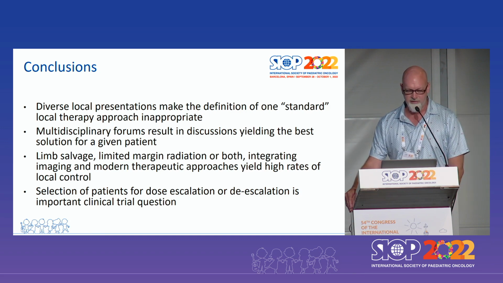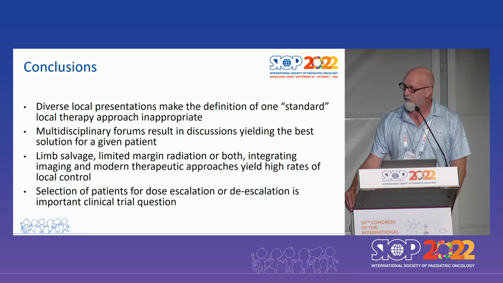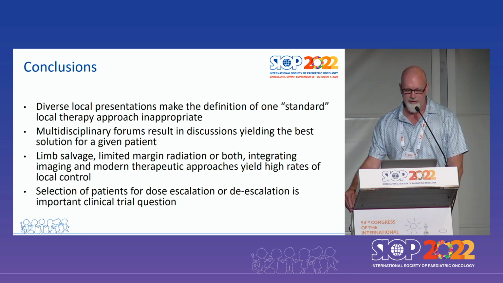Limb salvage is extremely successful nowadays, and the functional outcomes of these patients are excellent. Limited margin radiation therapy, or using this in an adjuvant setting, also may be very helpful in our target of an under 10% local failure rate. And integrating modern imaging into this paradigm, which we do routinely now in our trials, has really helped yield these high rates of local control.